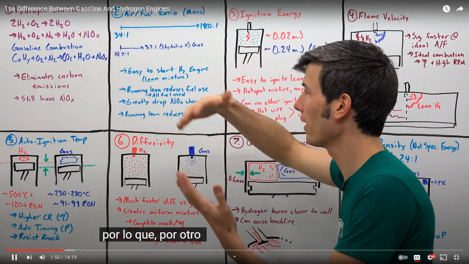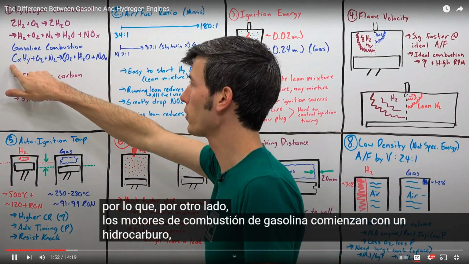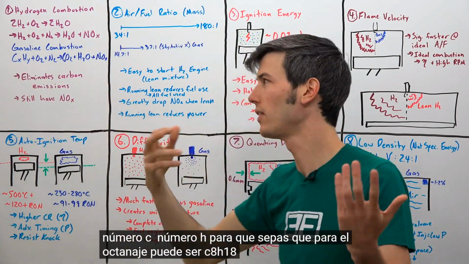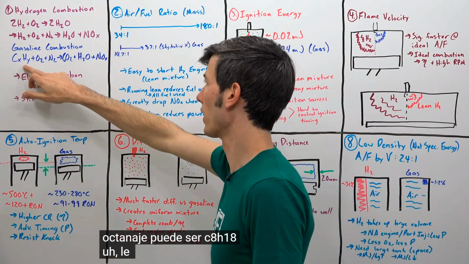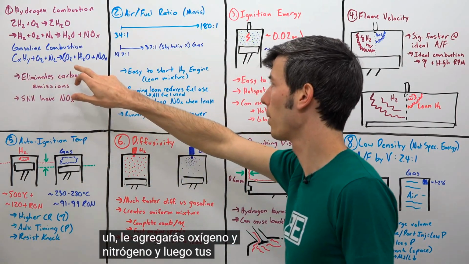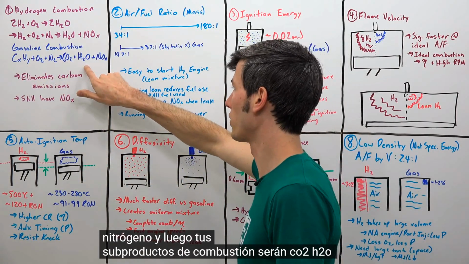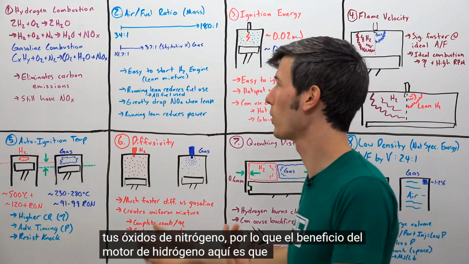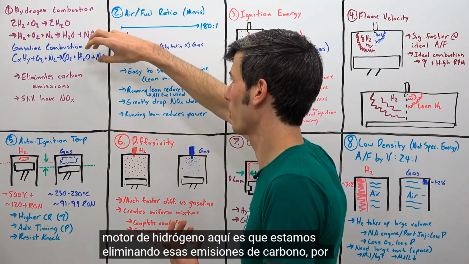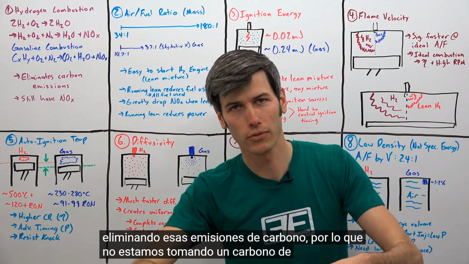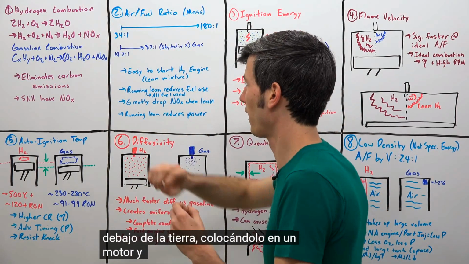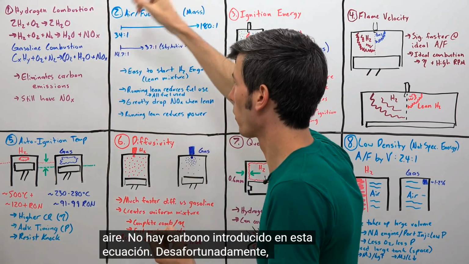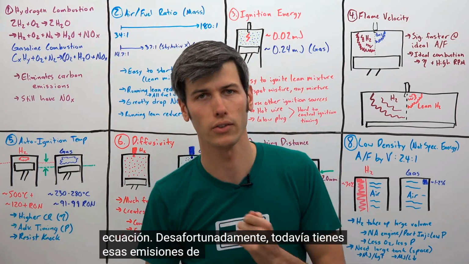So on the other hand, gasoline combustion engines, you start with a hydrocarbon, so C number, H number. So, for like octane, it may be C8H18. You're going to add to that oxygen and nitrogen, and then your combustion byproducts are going to be CO2, H2O, and your nitrogen oxides. So the benefit of the hydrogen engine here is that we are eliminating those carbon emissions. So we're not taking a carbon from underneath the ground, putting it into an engine, and then dispersing it into the air. There's no carbon introduced in this equation. Unfortunately, you do still have those nitrogen oxide emissions.